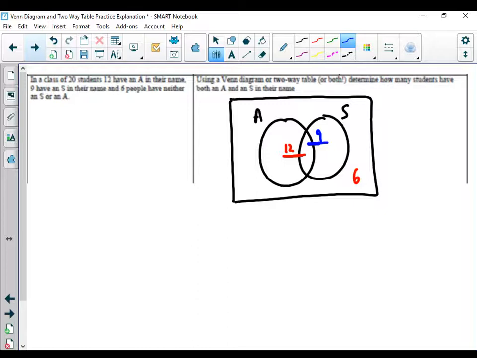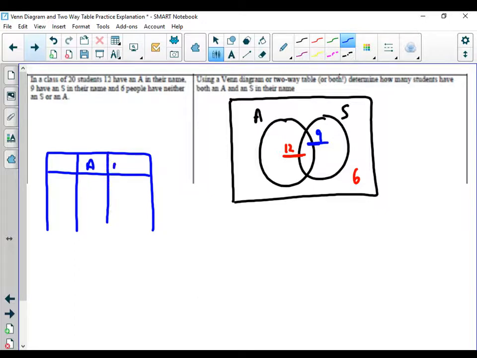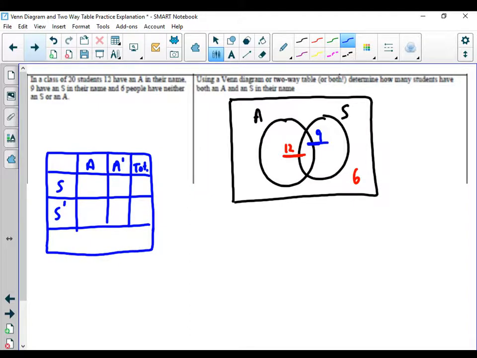Right now the Venn diagram doesn't seem to be helping much. So let's see if a two-way table might be helpful. In our two-way table, we're going to have A's, not A's, and our total. We're going to have S's, not S's, and our total.